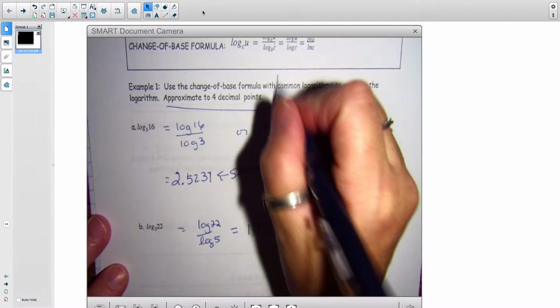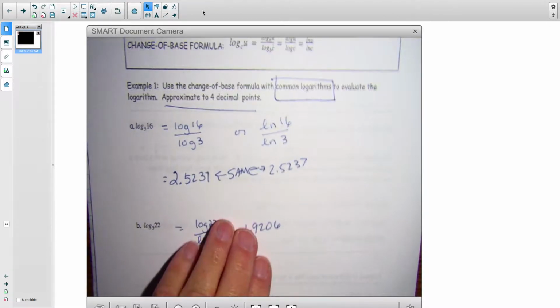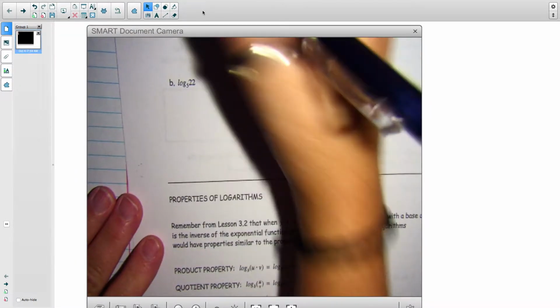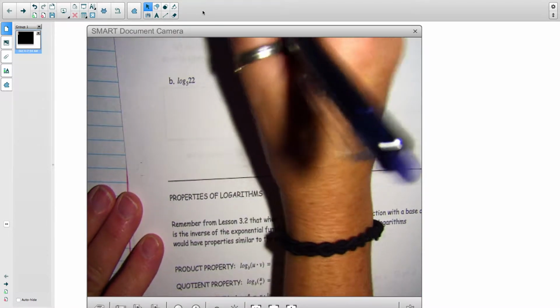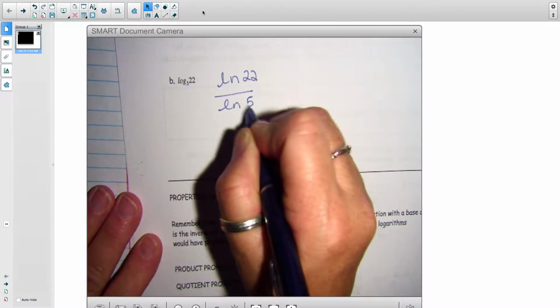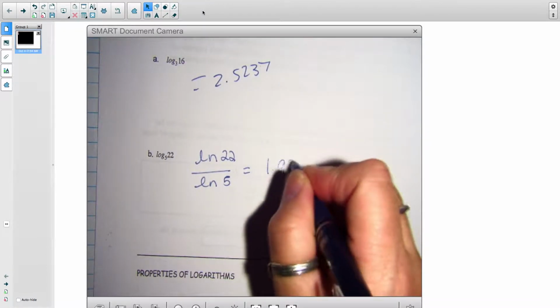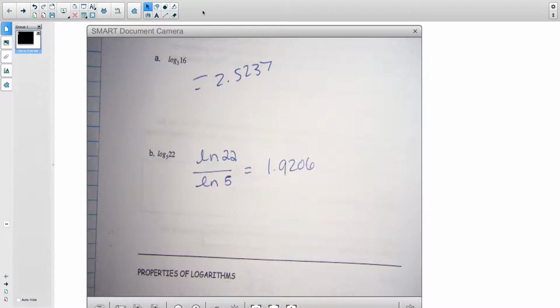Oh, I didn't read the directions. This says use the common log. Okay. Because now the next two says to use what? Natural log, which is the same two problems. So we did this one already. This one here, we're going to use the natural log of 22 over the natural log of 5. Questions on using the change of base formula? And you can either use log or natural log, either way works.